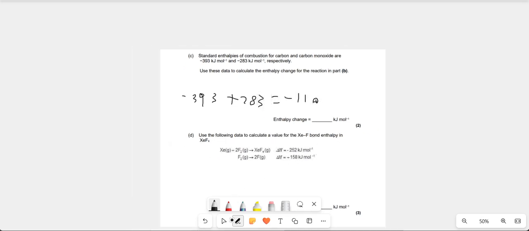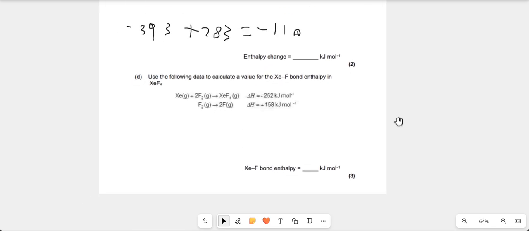Next one. Use the following data to calculate the value for Xe-F. I've got you covered.